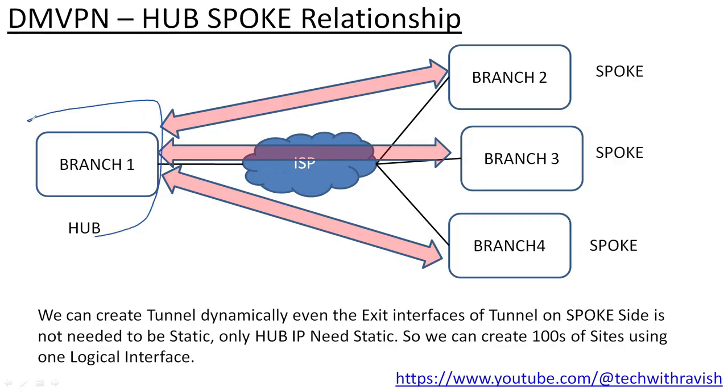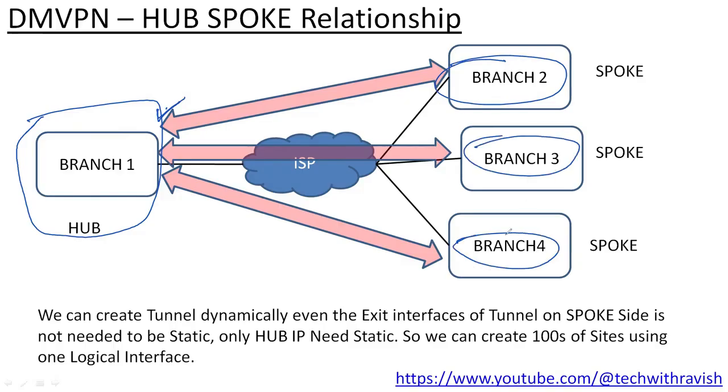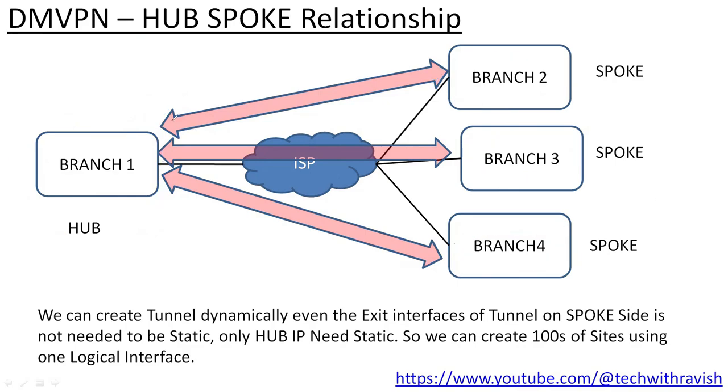We only need to configure the hub statically, and then with the help of this, we will provide some kind of policies over here, and dynamically we can create the tunnel to any destination irrespective of whether the IP address is dynamic or static. So we can see that fewer tunnels will be created. In this kind of problem, we can dynamically create three or four or five, any number of tunnels, and we don't need to reconfigure branch one every time.